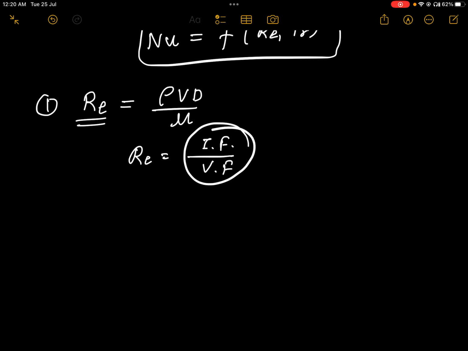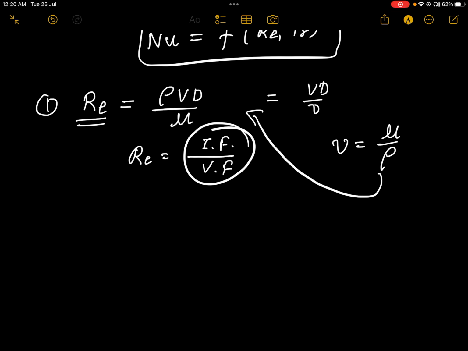One more thing we can manipulate here: we know that kinematic viscosity nu is equal to dynamic viscosity divided by density. So we can change it to vD by nu, because we divide mu by rho. From this manipulation, we can say that a fluid having more viscosity would require more energy to be supplied to maintain the flow in a given pipe diameter and with a given flow velocity, because such a fluid will suffer greater frictional resistance against its flow.